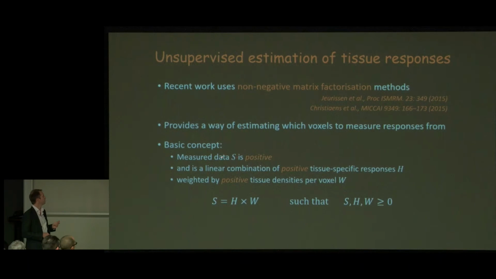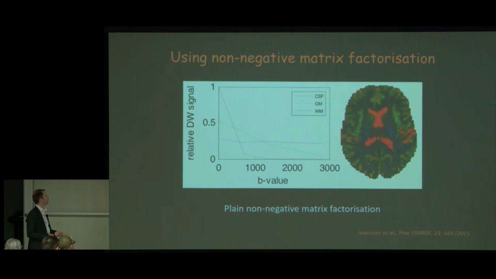And the basic idea is that the data is positive definite. It's a signal, it's a diffusion signal. And it's a linear combination of positive definite responses. So the inherent signal per tissue type is going to be positive definite, weighted by positive tissue densities. So everything is positive in this. So we have this set up: the signal is the product of the responses by the weights, and all of these matrices are positive definite. So we can apply these non-negative matrix factorization approaches. They're a little bit unstable, but they do a relatively decent job of getting somewhere.